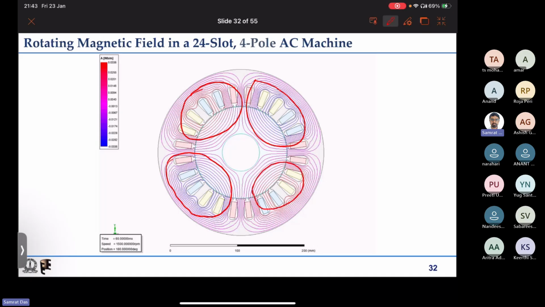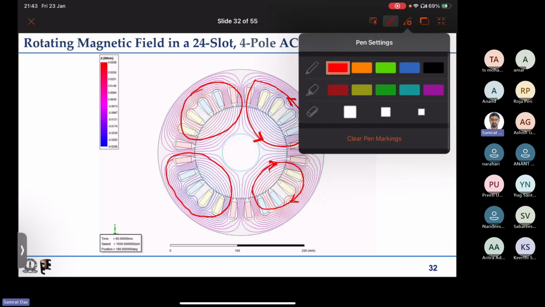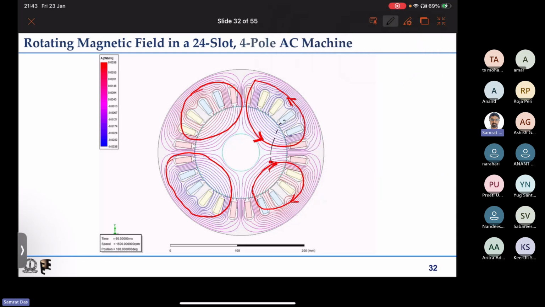If I now indicate some directions, every flux line is a closed loop, so if I assign some arrow sign like this, it has to continue like this. We'll find that this also has the same arrow, and it is coming out like this, forming this whole thing. This whole thing is like a south pole that is getting formed because flux lines are entering the stator. So this is one south pole.